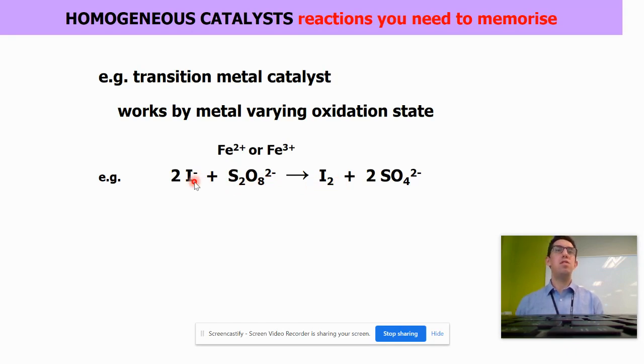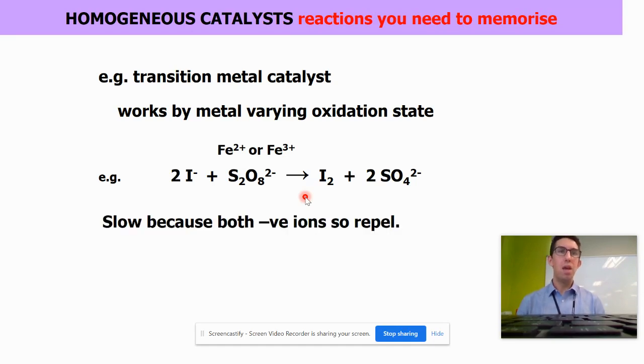Can you pause the video and try and think, why would this reaction occur so slowly? There's an obvious answer, and the answer is that they are both negatively charged ions. So when they come close to each other, the negative charges will repel, and they are unlikely to react together, unless they've got lots of energy.